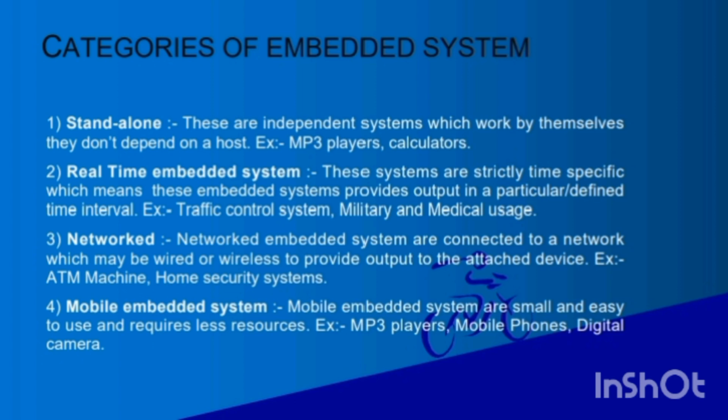Networked embedded systems are connected to a network, which may be wired or wireless, to provide output to the attached device. Example: ATM machine, home security system. Mobile embedded systems are small and easy to use and require fewer resources. Example: MP3 players, mobile phones, digital camera.